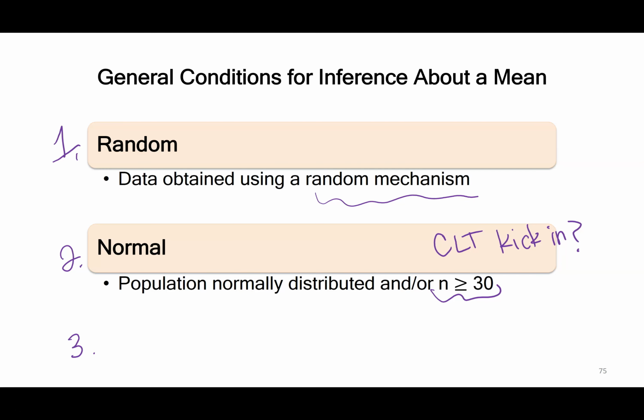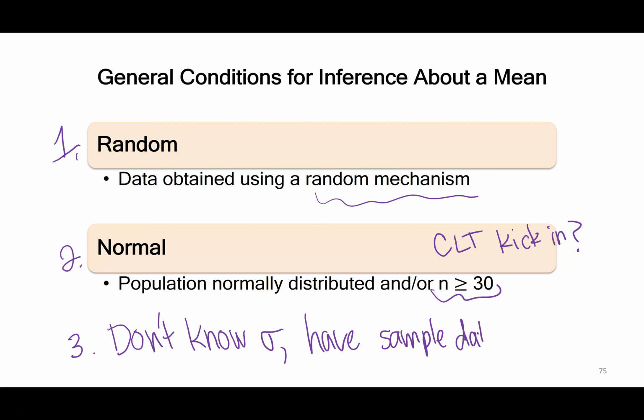And then 3, we don't know sigma, but we have sample data. This can mean I have the entire data set. This can mean that we can calculate the standard deviation S of the sample. If you have the entire data set, you can calculate S. If you are given S, then you have S. So as long as you have that sample information somewhere, you can use the t-methods.